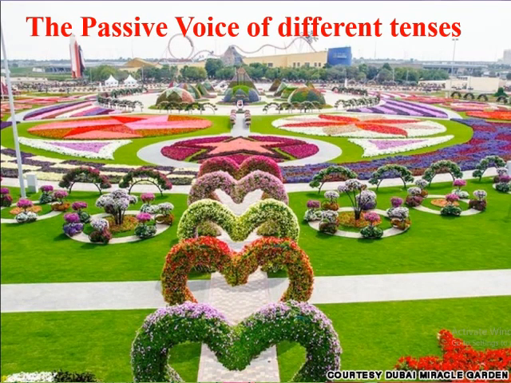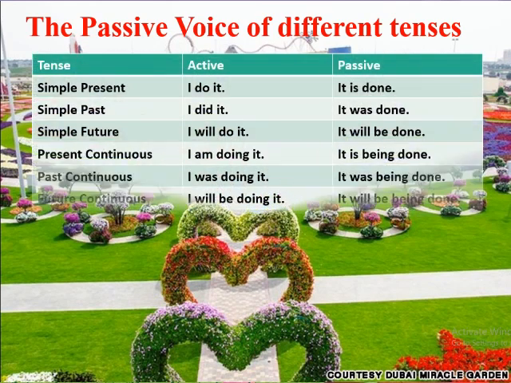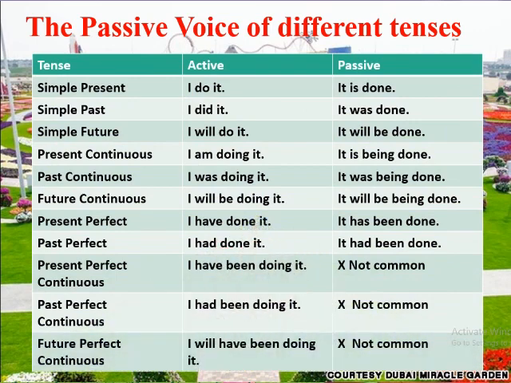The passive voice of different tenses. Okay, let us have a look at the passive voice of different tenses. We have 3 columns. First column, tenses. Second, active, and the third column, passive. Simple present, I do it, which is active, and the passive for this sentence will be it is done.